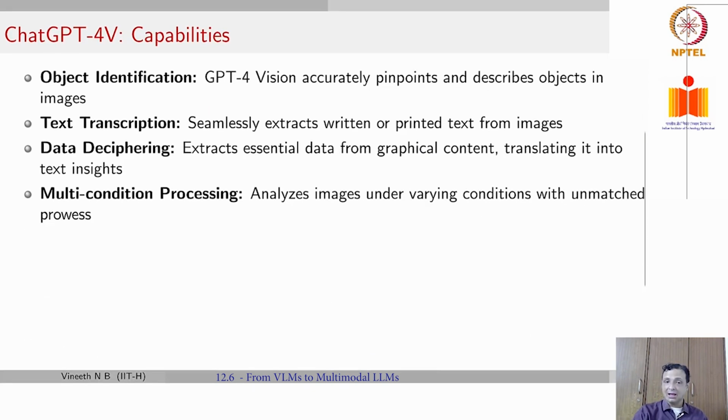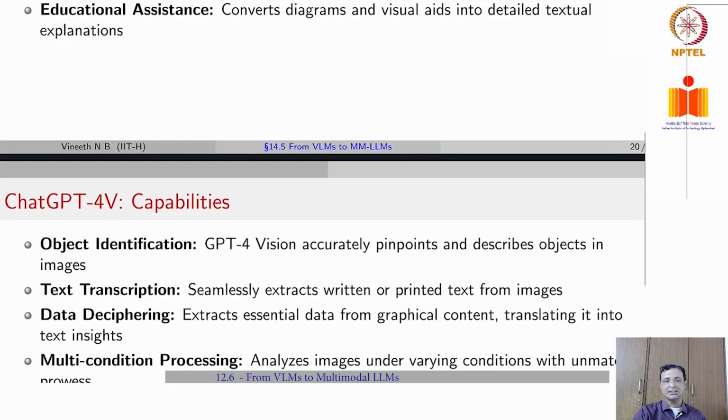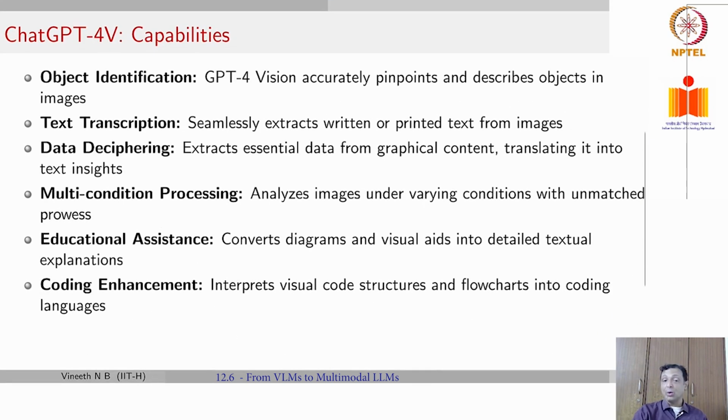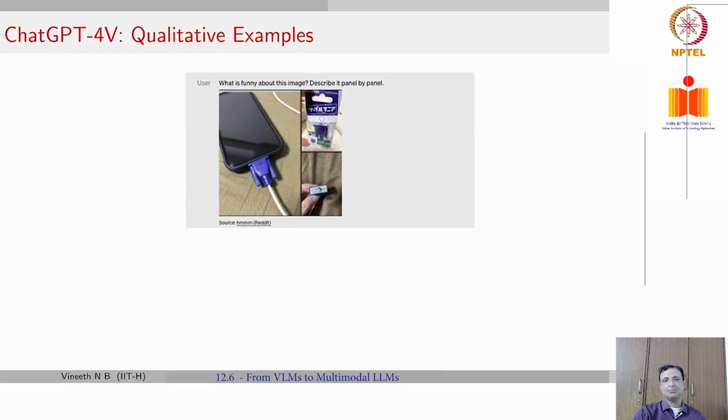Multi-condition processing analyzes images under different conditions with a capability that's not been seen before. Educational assistance can convert diagrams and visual aids into detailed textual explanations, an extension of data deciphering. Coding enhancement: it can interpret visual code structures and flowchart kind of diagrams into coding languages, and also can do design understanding, where it breaks down design elements and offers text insights for refining concepts.